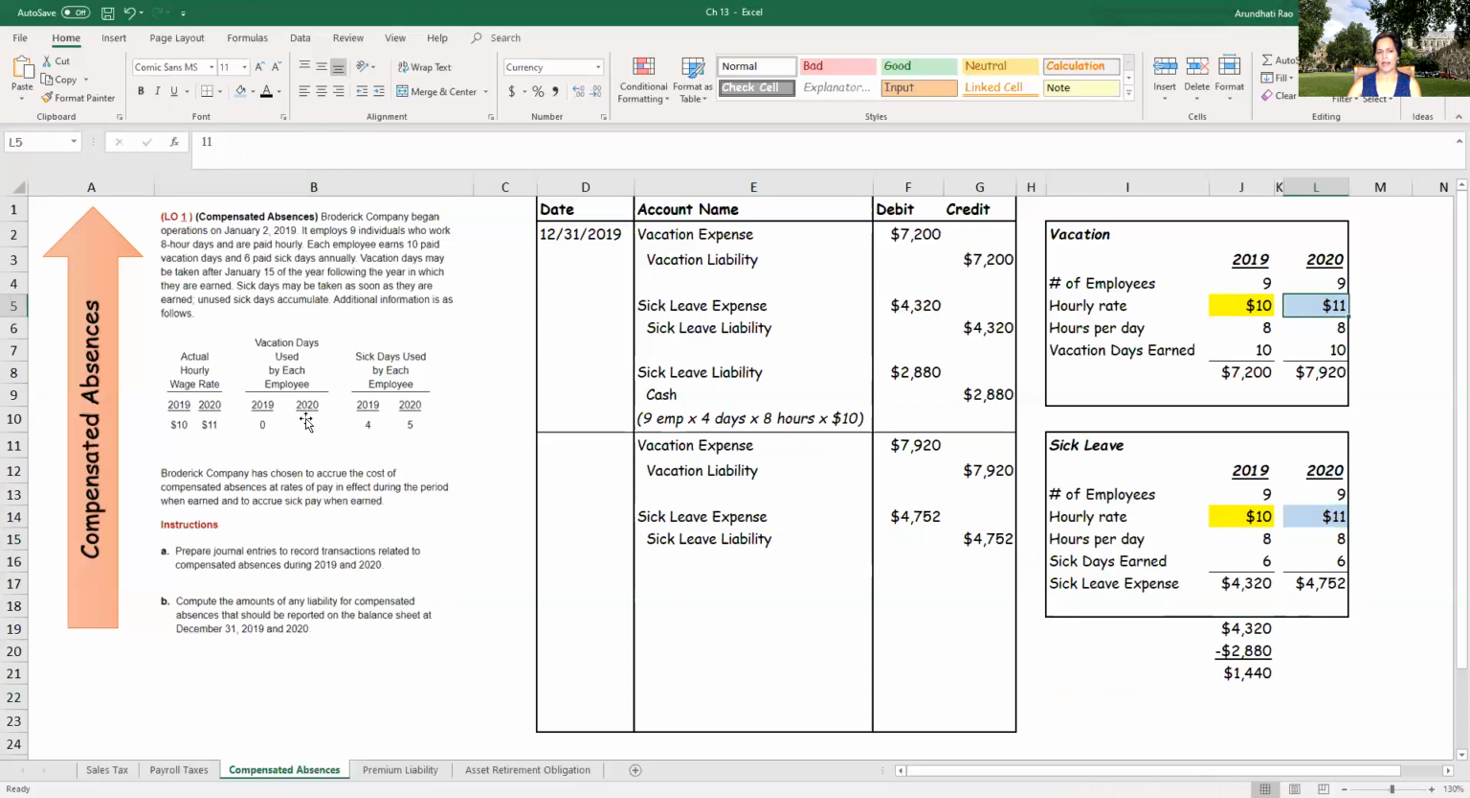Now, in the second year, the employees used 9 days of vacation. How many days did they earn? They earned 10 days. They used 9 of the 10 days. So that one is relatively easy. Vacation liability debit. I'm going to leave one line and write cash credit, and we'll see how that's going to play out over here. In the second year, when they're taking their 9 days of vacation, will they be paid at the rate of $10 per hour or $11 per hour?